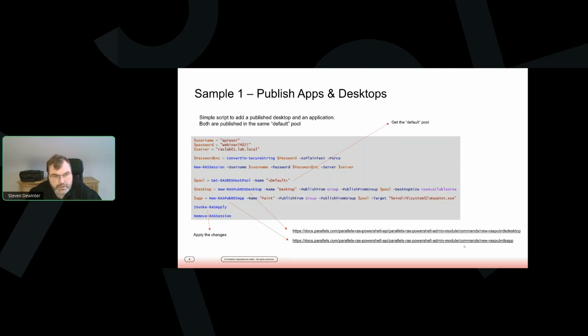And you will see that, for example, if I want to publish a desktop, there is a command called New-RASPubRDSDesktop. And for an application, there is a New-RASPubRDSApp command. So the cmdlets are different if you want to publish a desktop or an application or a local app or some other things. The main reason for that is that, of course, you have different parameters.